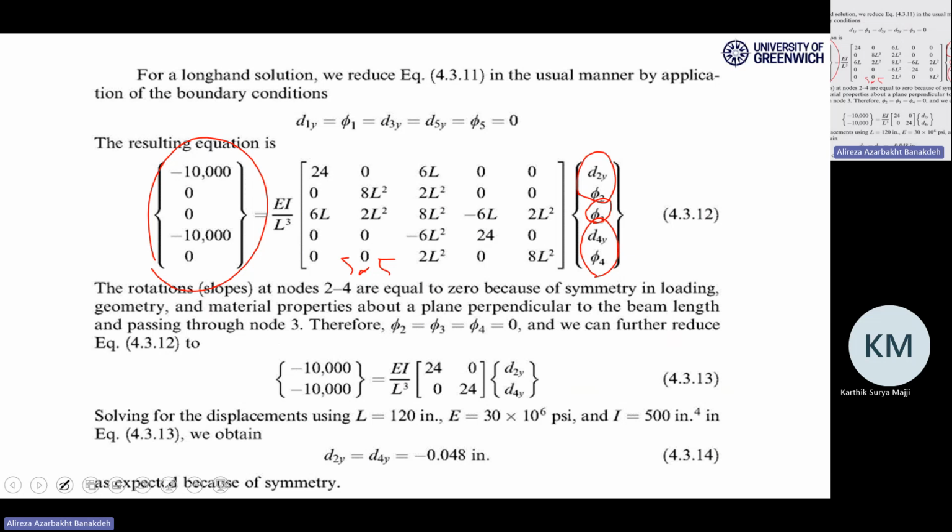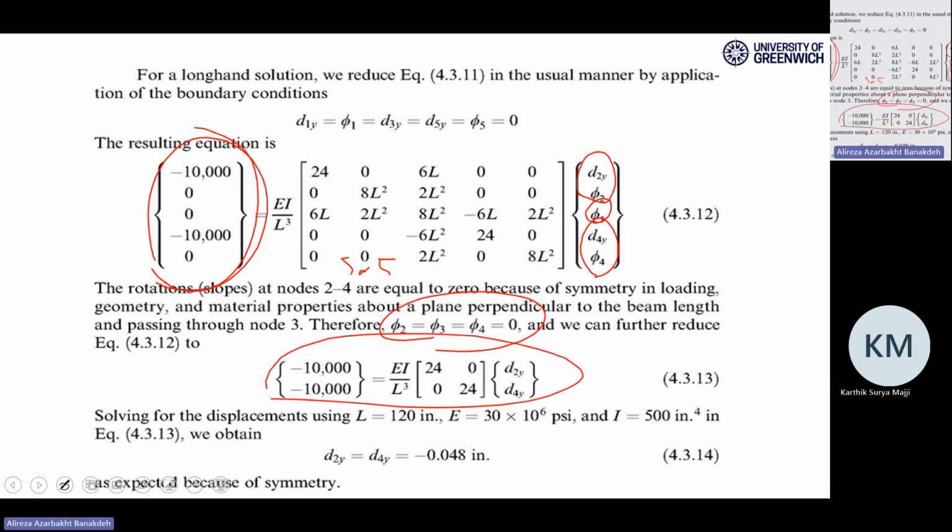So what we need to do here is inverse this 5 by 5 matrix and multiply it by this vector to come up with the unknown deformations on the right-hand side. However, the author of the book has used some symmetric situation here just to know, okay, I know those phis are 0 because of the symmetricity, and then try to break it down from 5 by 5 to 2 by 2 and solve this one.